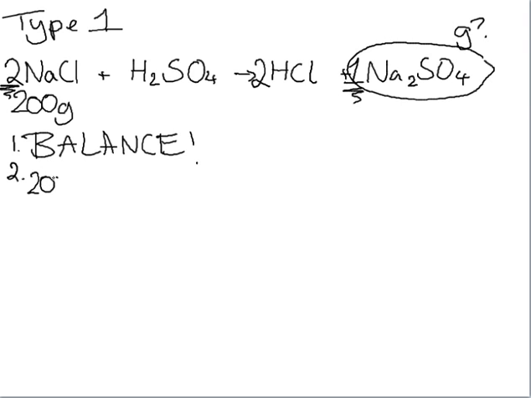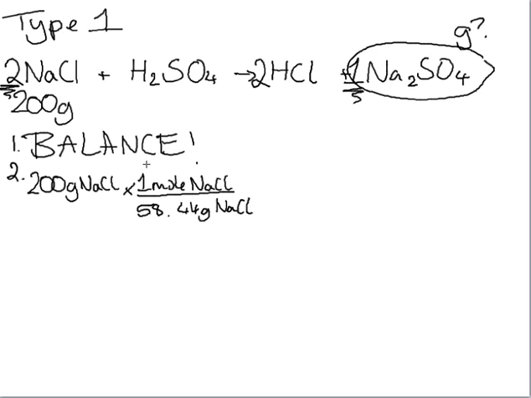So 200 grams of NaCl times 1 mole of NaCl, and then you write the molar mass. The molar mass for each mole of NaCl, which you get from the periodic table, and I figured that out already, is 58.44 grams of NaCl.